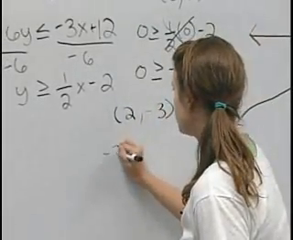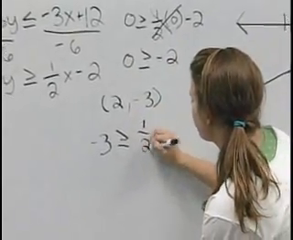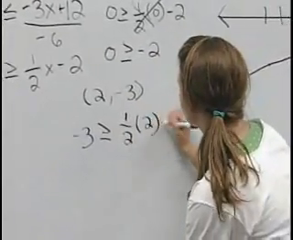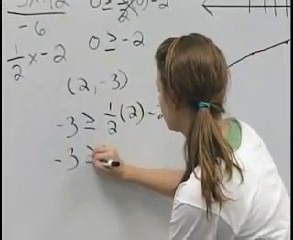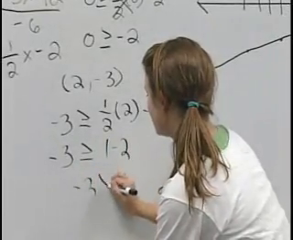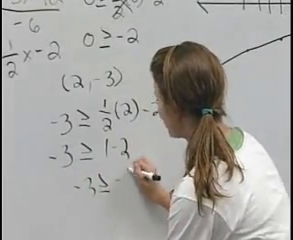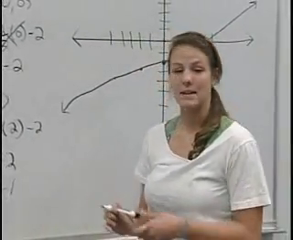So y is equal to negative 3, and it needs to be greater than or equal to 1/2 times 2 minus 2. Negative 3 greater than 1 minus 2. Negative 3 is greater than or equal to negative 1. And it's not, because it's a negative. So you know that statement is false.